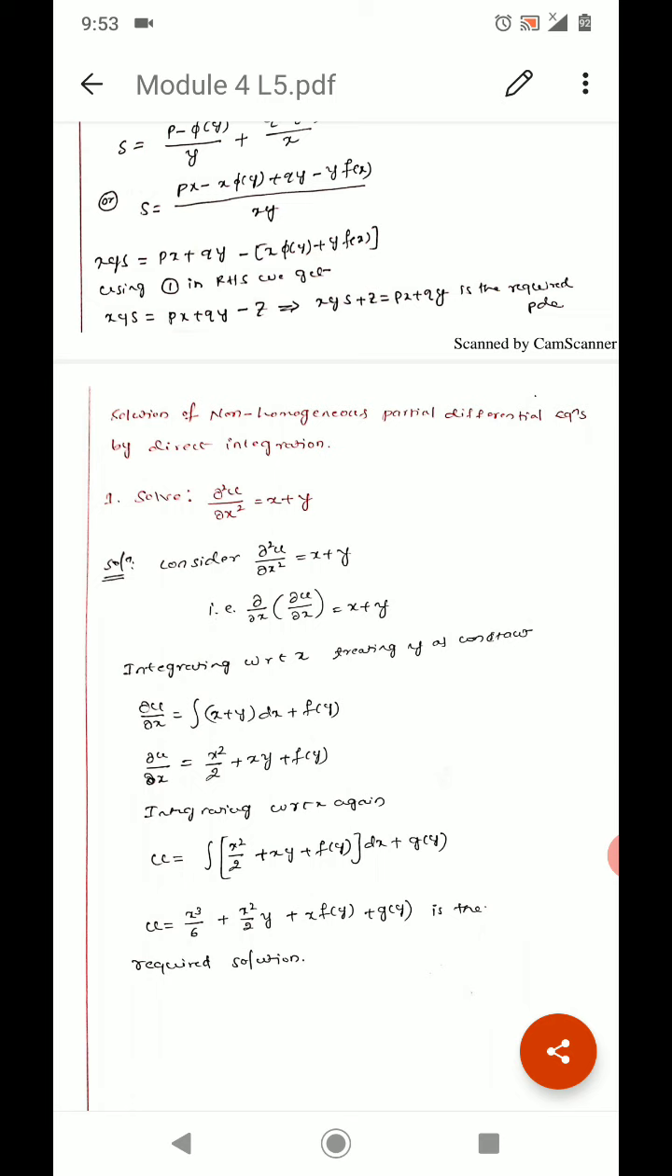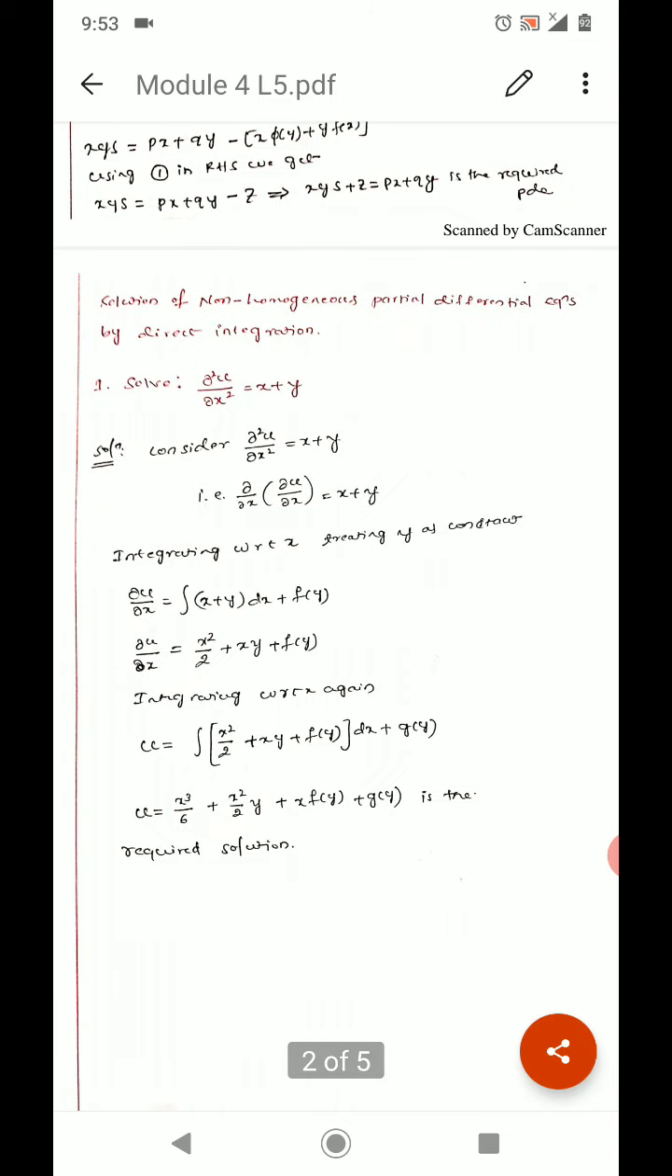Here f of y is also a function, so we have to integrate with respect to x, plus, again we are going to add a function of y, that is g of y. So the integration of x square by 2 becomes x cube by 6, plus the integration of xy with respect to x is x square by 2 into y, plus the integration of f of y with respect to x is x into f of y, plus g of y. So this is the required equation or solution.